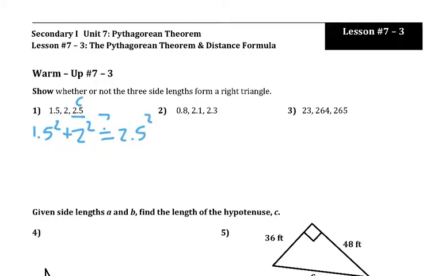So 1.5 squared is 2.25. 2 squared is 4. And now we're going to check and see if this, it should be 6.25, is equal to 2.5 squared. And if we put that in our calculator, 2.5 squared, we get 6.25, which is the same as 2.25 plus 4. So this is a right triangle.